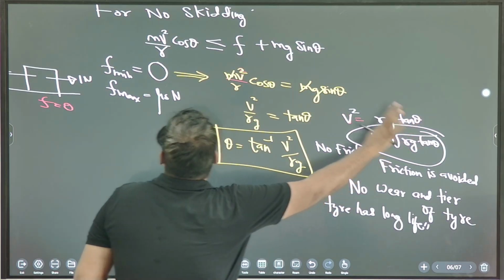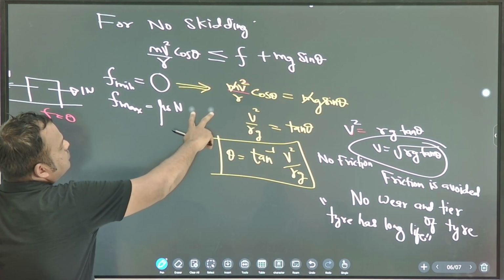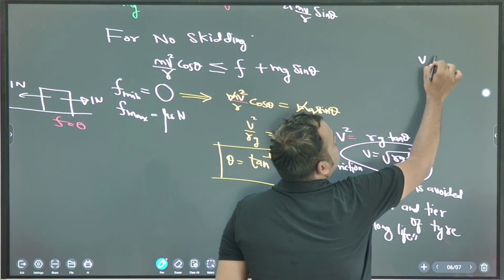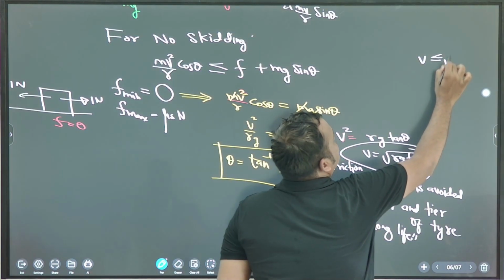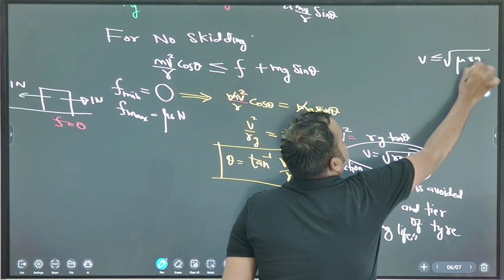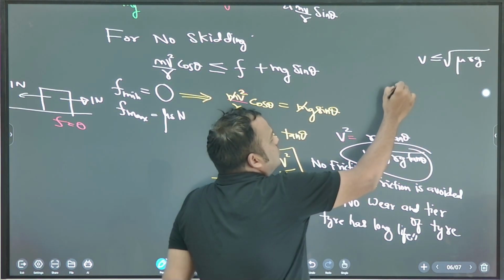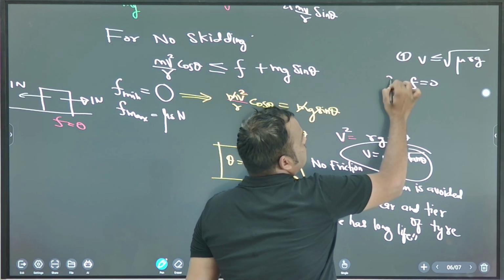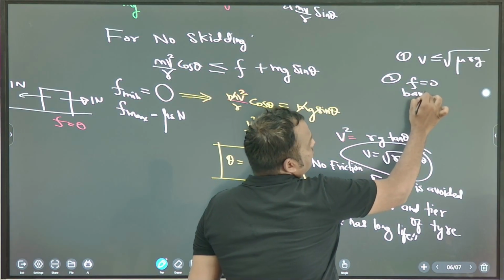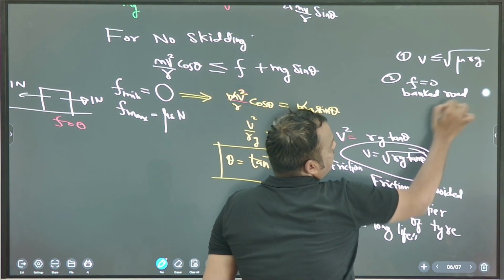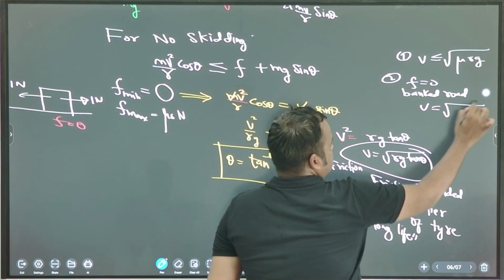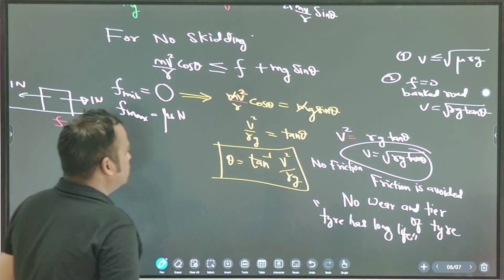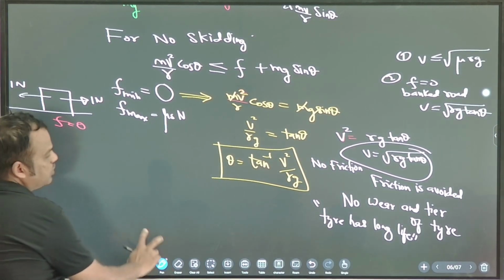Okay, so note down. For an unbanked, level road, what is the formula for V? V must be less than or equal to... correct. And for a banked road with friction 0, what is the formula for V? Correct, root of Rg tan theta. Good. Root of Rg tan theta.